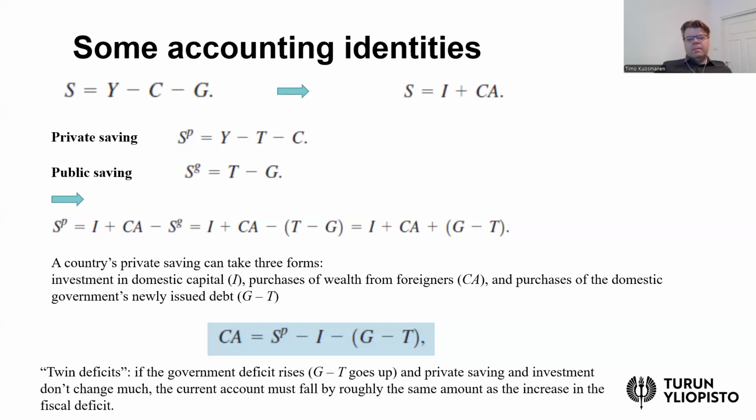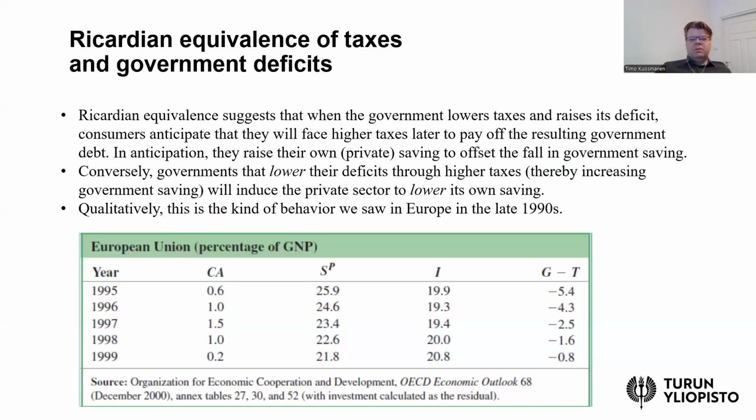Of course, it's not directly self-evident that if the government runs a deficit or is increasing taxes, it necessarily affects the current account immediately, because it's also not self-evident that private saving is independent of government spending. And as the final topic of this video lesson, I introduce the concept of Ricardian equivalence.